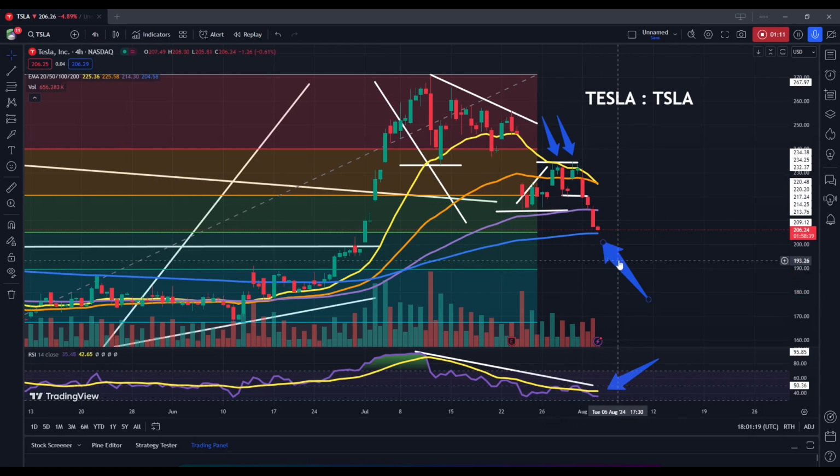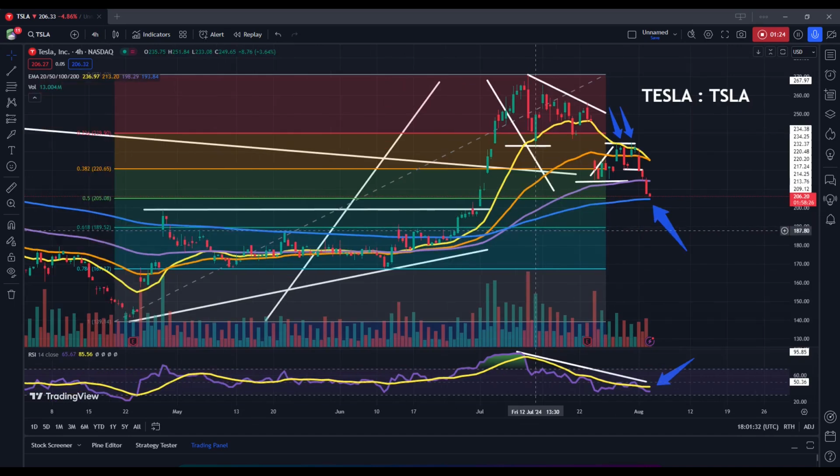So currently what we're dealing with here is a price low that comes in at just above 205.80. This is a very critical level, as I said, because not only is this the 200 period exponential moving average, but it's also a very important Fibonacci zone as well.